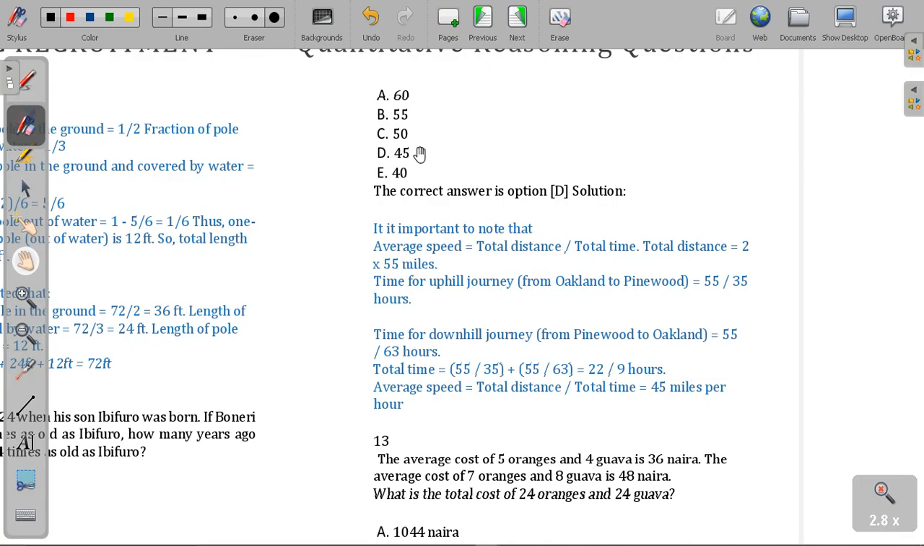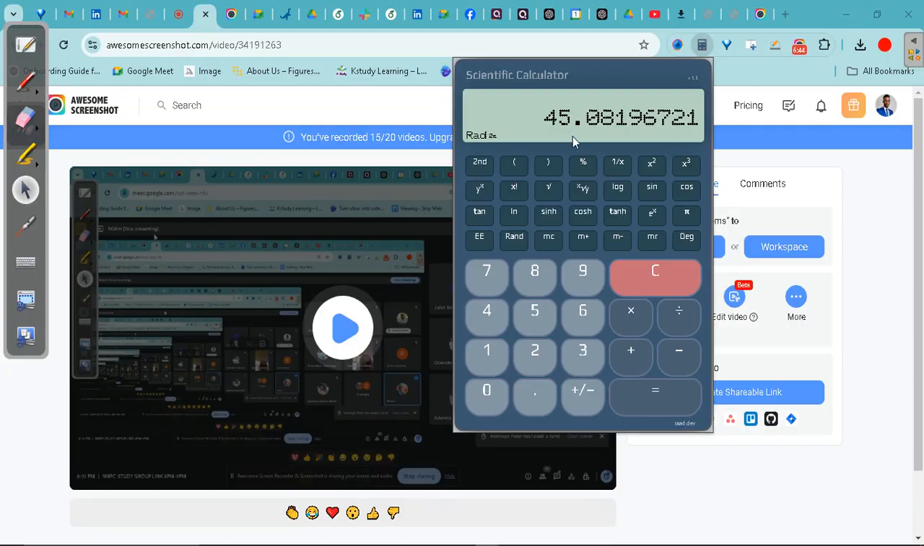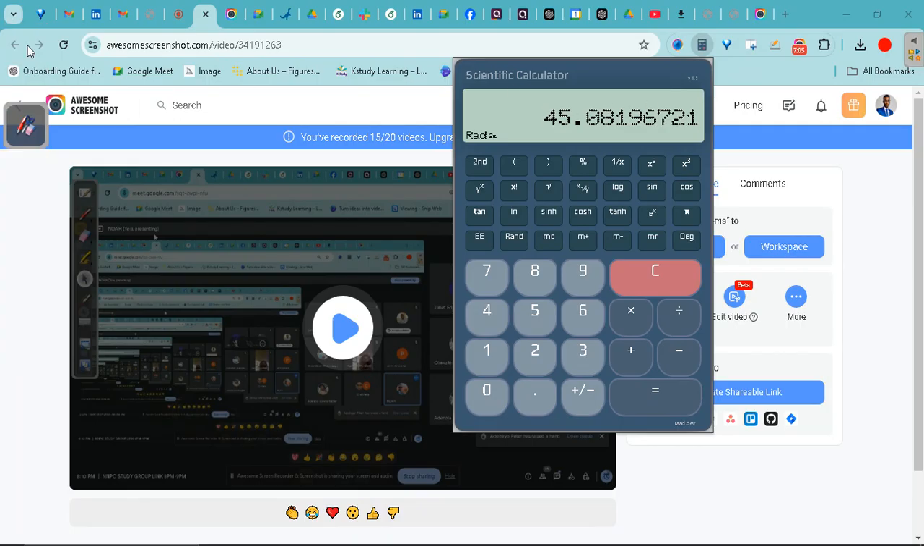And that truncation error, this is what it means. The correct answer is 45, right? But our own answer here shows 45.08. If I remove that 45 from this, I'll get 0.081966721. So the error that you have actually made in your approximation is this 0.08196 and so on. But that's not an issue. Just take note, the answer is 45 here. Please take note.